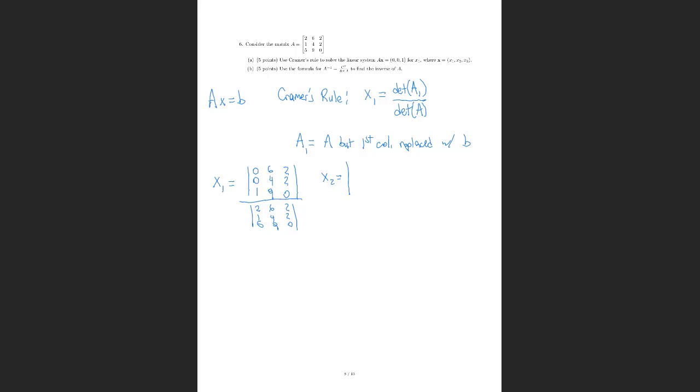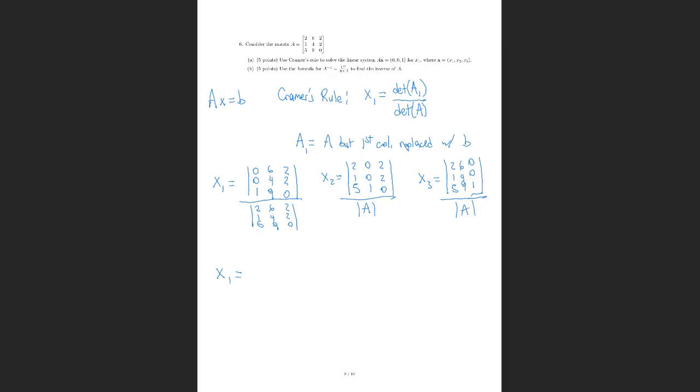And then X2 would be, replace the second column with B, and then divide by determinant of A. And then to get X3, replace the third column of A with B, and then divide by the determinant of A. All right. So because there's a nice column with lots of zeros in each of them, we can get this pretty quickly.